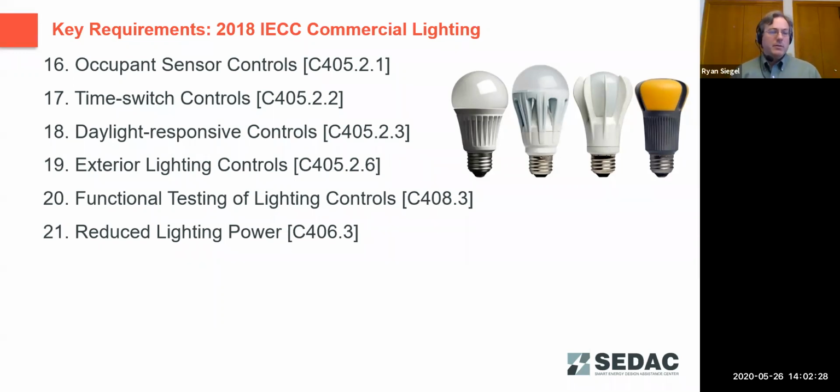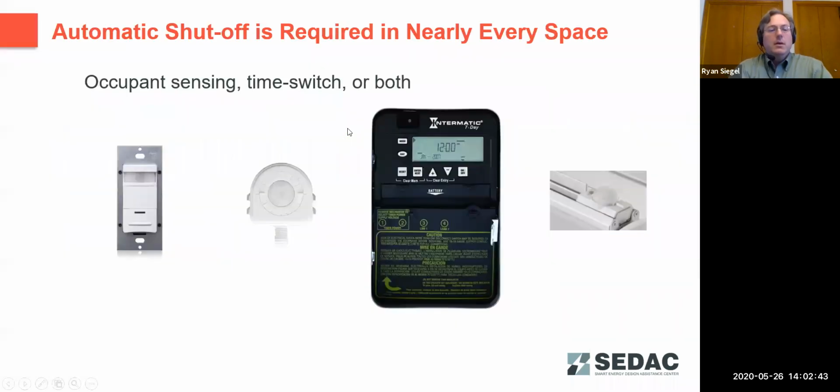So we're going to cover a handful of items here, the last 6 items for today. Starting off with occupant sensor controls, automatic shutoff is required in nearly every space. These can be either with occupant sensing devices, which could be occupancy sensors or vacancy sensors, both of which sense occupants, or time switch controls, or you can have both. But nearly every space you have to have one or the other.